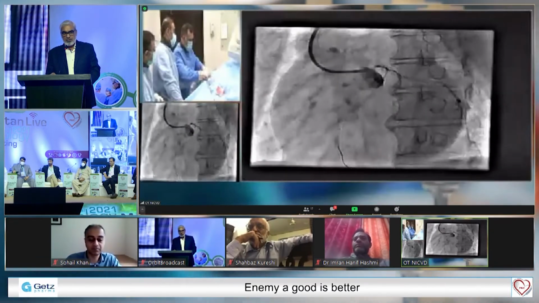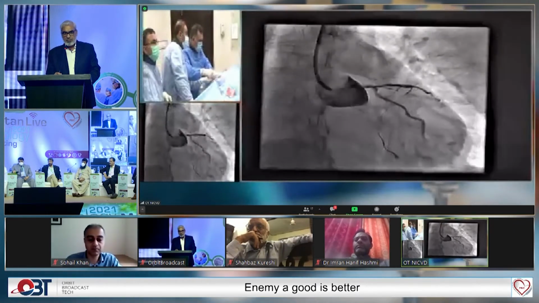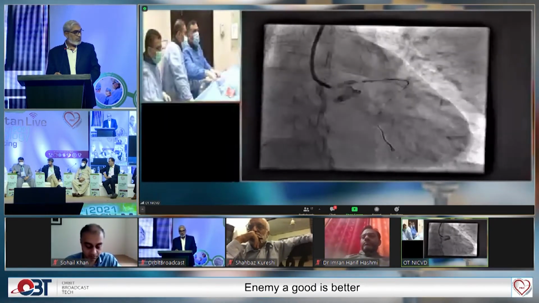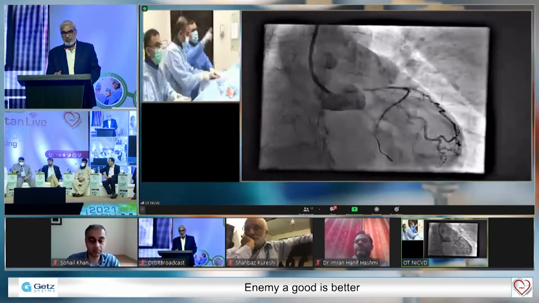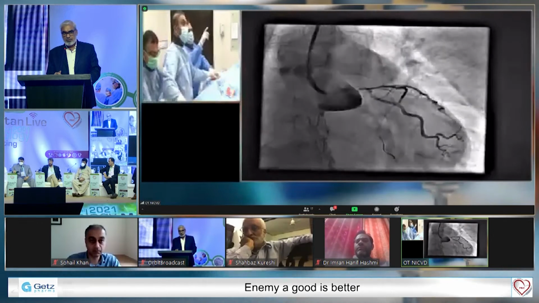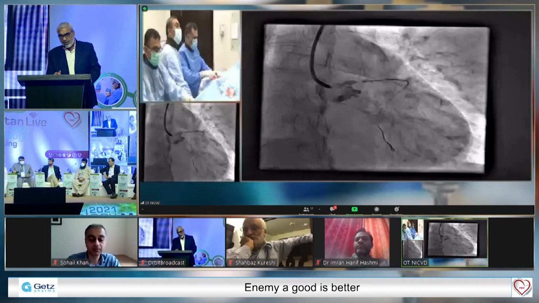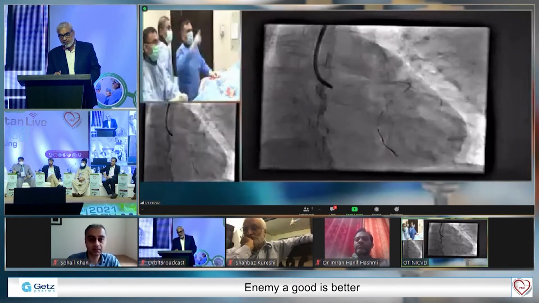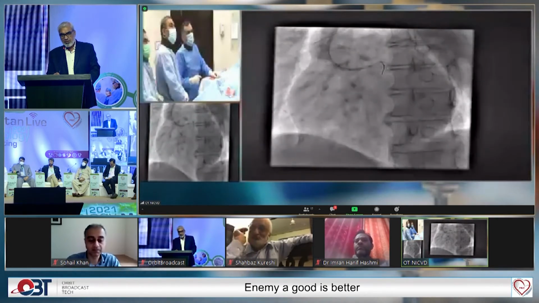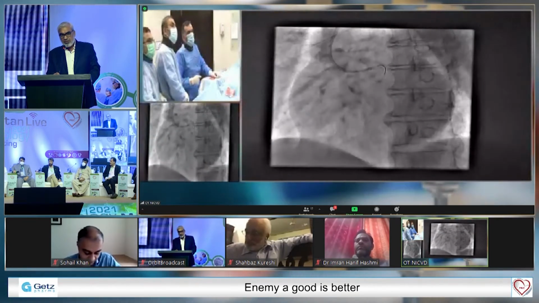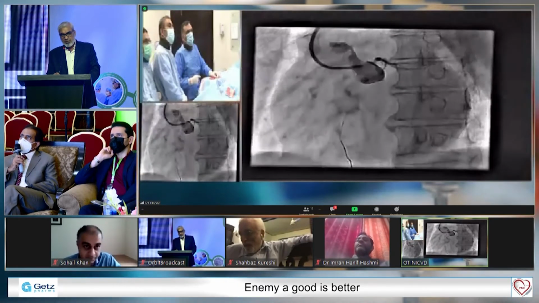Can you show us the initial shots? We didn't see the shots before from the beginning. I had to put a wire quickly. Can you show us the baseline angiogram, please? Can you see the picture? No, it's just the wiring picture. We are not seeing the angiogram. It's just when you wired it.